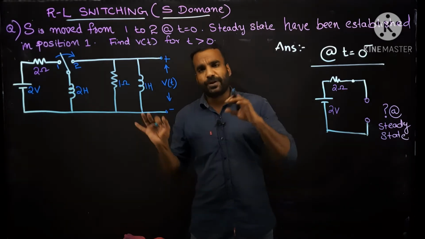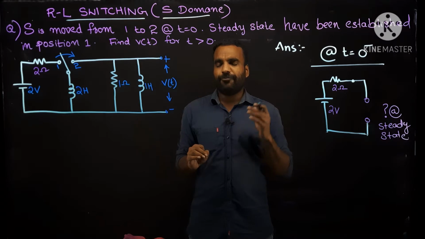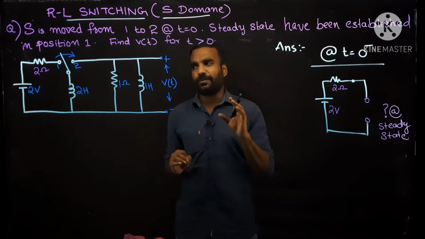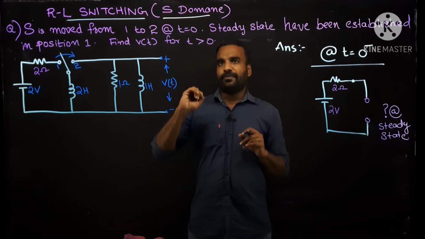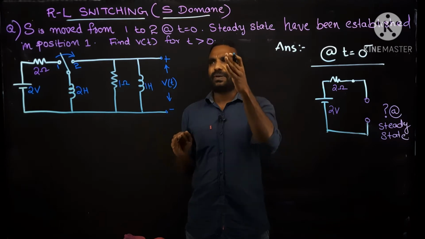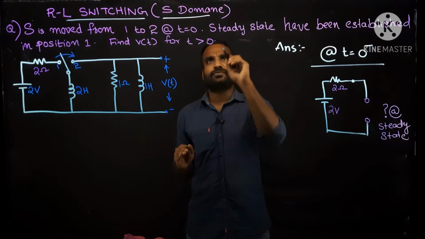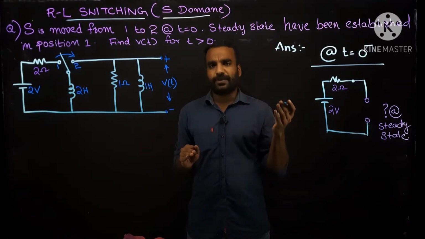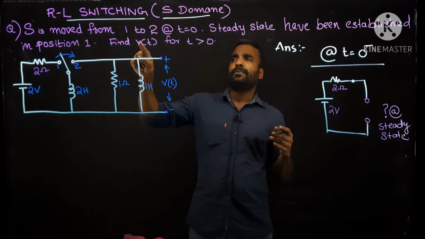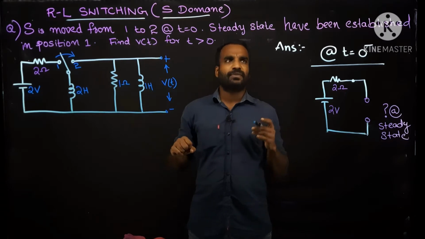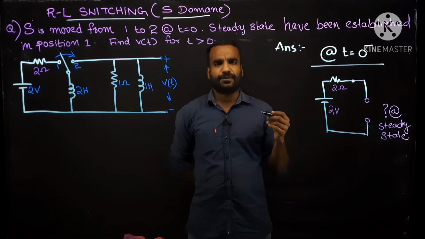Before going into the depth of today's class, if some problems are there in your question paper on this aspect, where nothing is mentioned, you can see in this problem they are not telling you to do the analysis with S domain or with conventional time domain analysis. They are not commenting anything. Please read the question. Switch S is moved from 1 to 2 at t is equal to 0. Steady state has been established in position 1. Find V of t for t greater than 0.